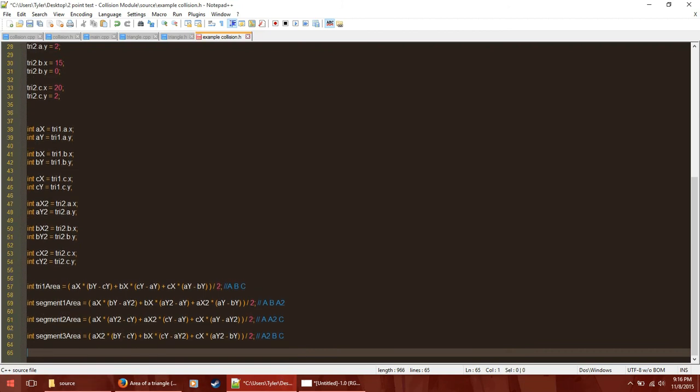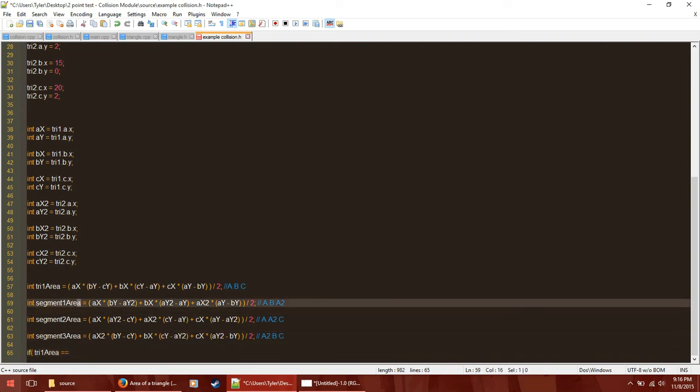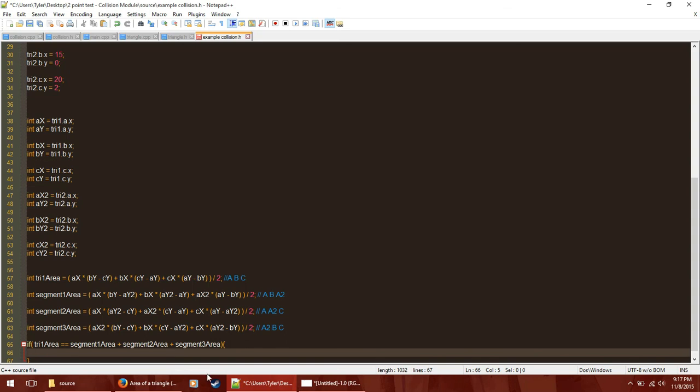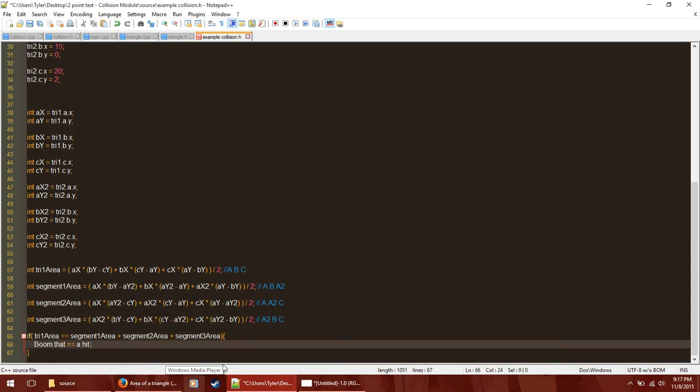Then you'll just go like if tri1 area, just what I called it, equals this one plus this one plus this one, boom, that equals a hit, essentially. I couldn't remember how to spell equals right there, in case you don't know. Anyway, so yeah, it's a really simple process, and that lets you know if they're hitting.